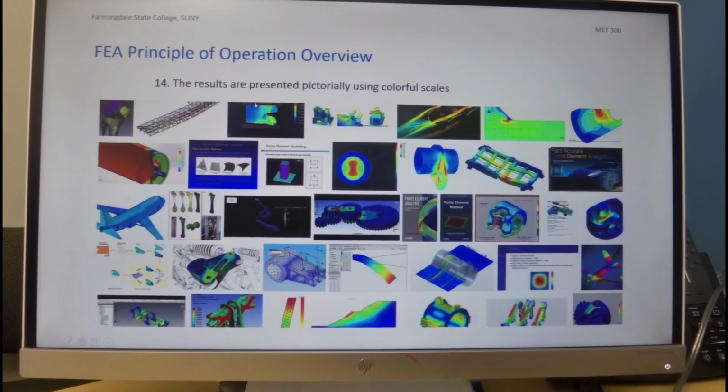Once we solve the equations, then the results are shown pictorially with a color that indicates the level of the results with a scale which is given on the side of the finite element analysis. This concludes our presentation, and we will do some lab experiments with simple elements to demonstrate this whole process.